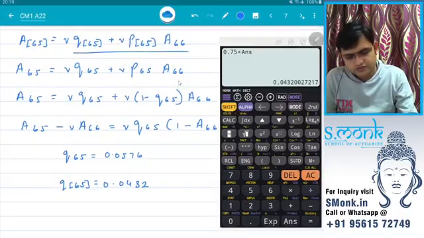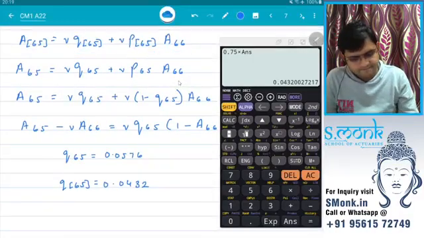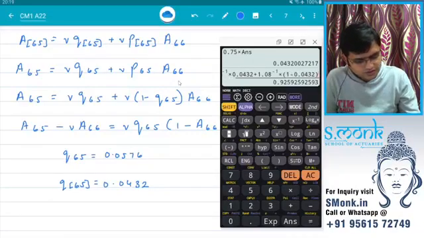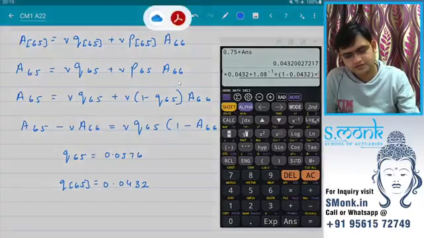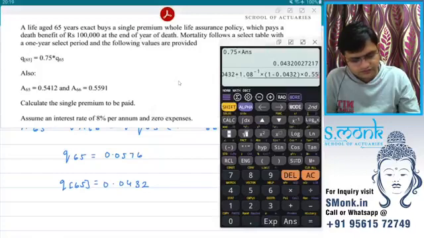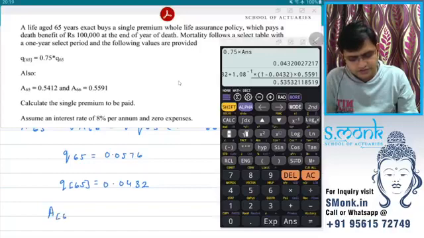Now we want this: 1.08 raised to minus 1 into 0.0432, plus 1.08 raised to minus 1 into 1 minus 0.0432 into A66. What was A66? A66 was 0.5591. This becomes our A select 65 now.